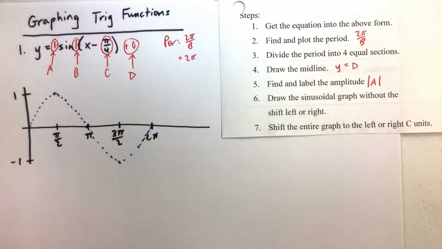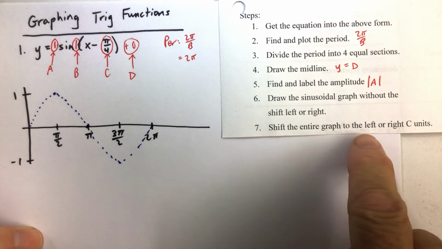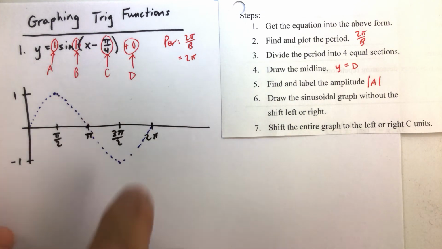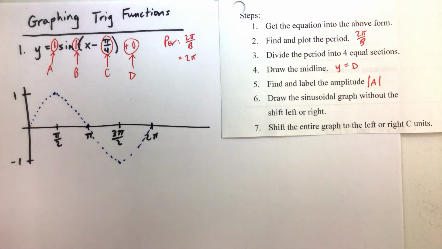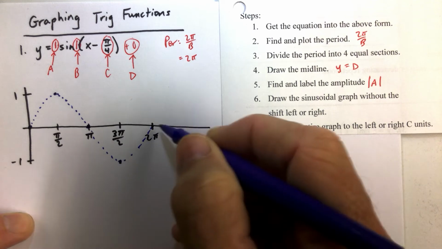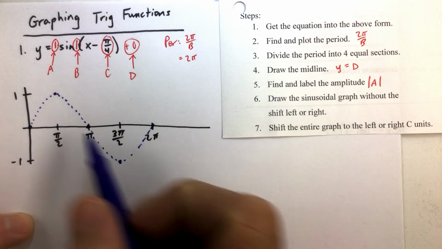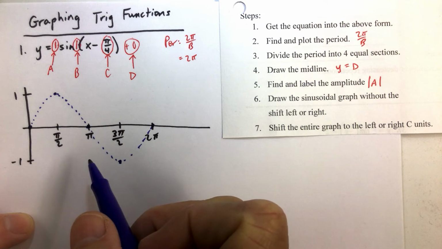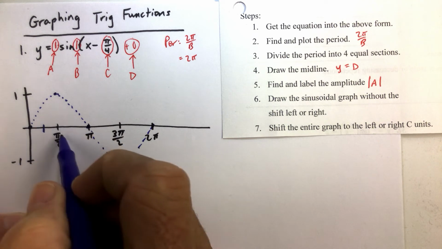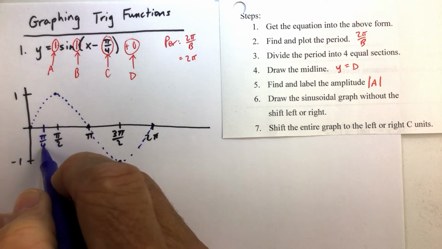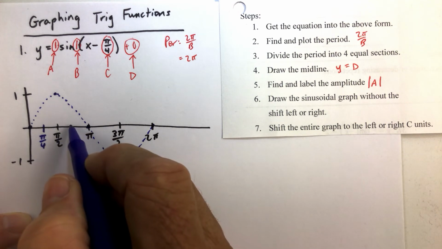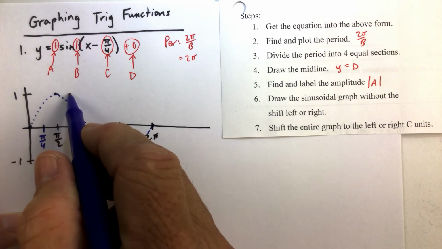But what we're going to do is shift the entire graph to the left or right c units. Well, the c value is pi over 4. So we have to move every point, and the key is to figure out how to plot the 5 points of the sinusoidal graph, and then move all 5 of those points to the right pi over 4 radians. So if we start here at 0 and we move to the right pi over 4, we know pi over 4 is half of pi over 2. So we're going to label that as pi over 4. And then every point is going to move to the right pi over 4.